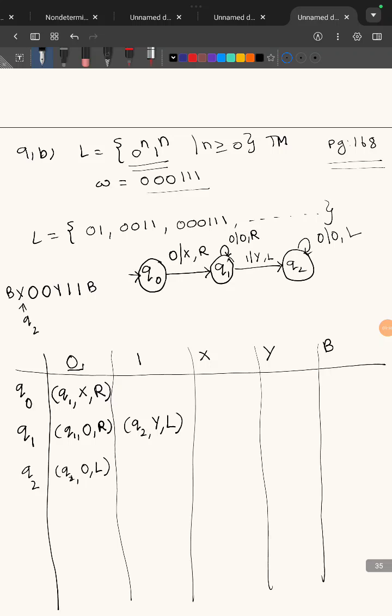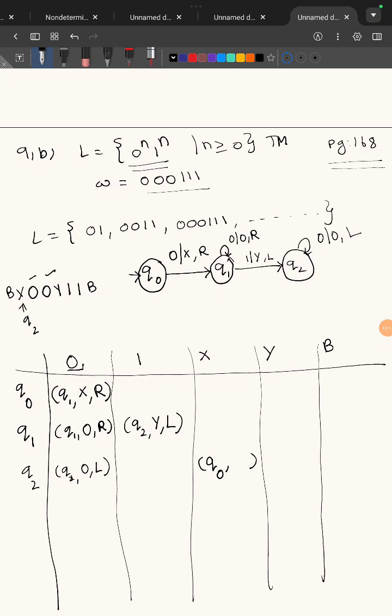This is my Q2. In Q2, what is the symbol now I am seeing? I am seeing the symbol x, which means that I have reached the end. Now I have to restart from the initial state. So Q2, x, this is the box. Now I have to restart from initial, which means that I have to go back to Q0 such that I can convert these zeros to x and I can verify whether the rest of the zeros and ones are equal or not.